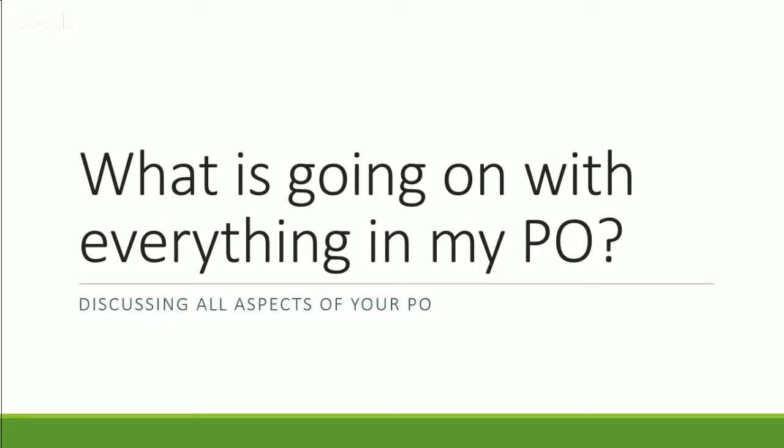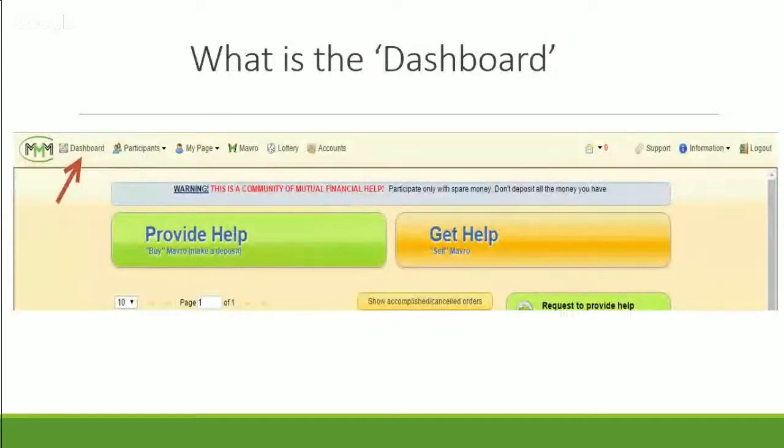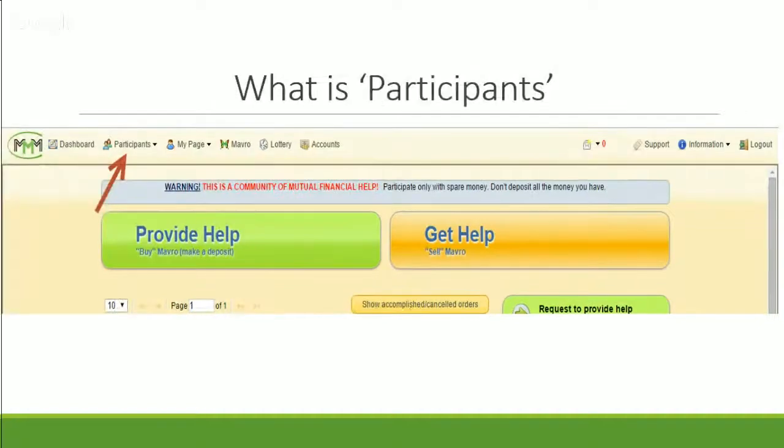So what is going on with everything in my PO, my personal office? I'm just going to quickly run through it. Your dashboard is where you provide and get help. Getting help would be a withdrawal where people pay into your account, and providing help is where you actually help another participant. Participants is where it will show your list of people that you have referred, or if you're a manager, the people in your line.